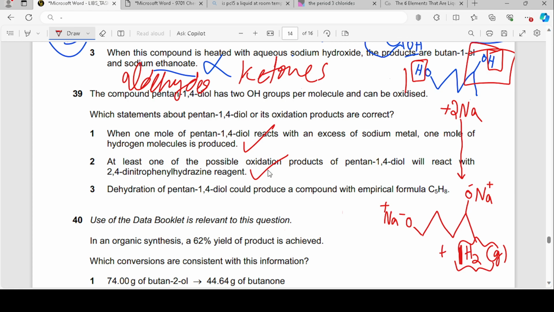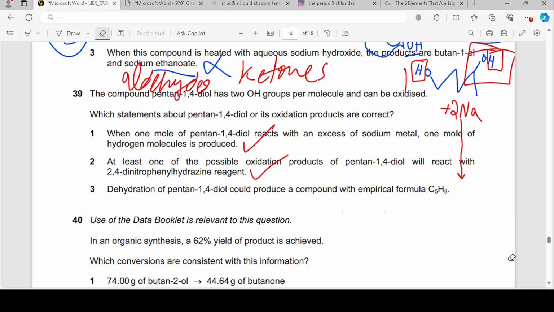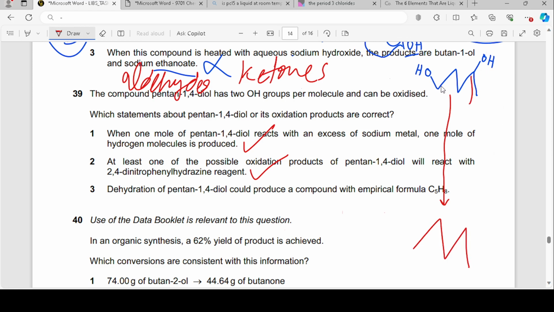Now if you look at 3, dehydration of pentane 1,4-diol could produce a compound with empirical formula C5H8. Well, I am not exactly sure about that. I'm going to erase this for a while, and I will draw the structure of the dehydration product. Dehydrating both alcohols gives you alkene products. So let me draw a probable structure. I could get a double bond here, for example, and a double bond here. That is a possible product, so why not draw it? And now let's see what the molecular formula of this compound is.